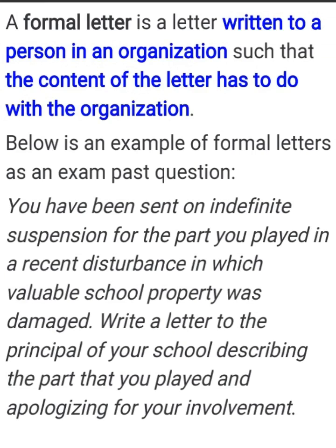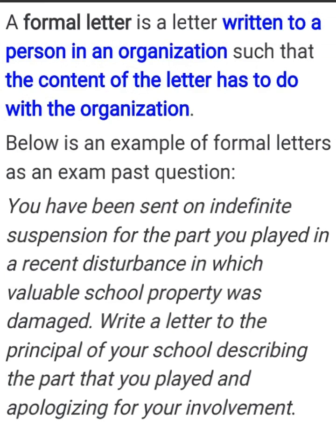So again, a formal letter is a letter written to a person in an organization, such that the content of the letter has to do with the organization. So the idea of you know the person or you don't know the person is out of the point. You are writing a letter to a person in an organization, and the letter has to do with the organization. That's the idea. See an example here.